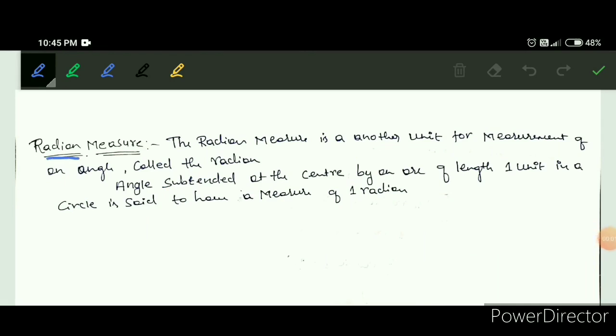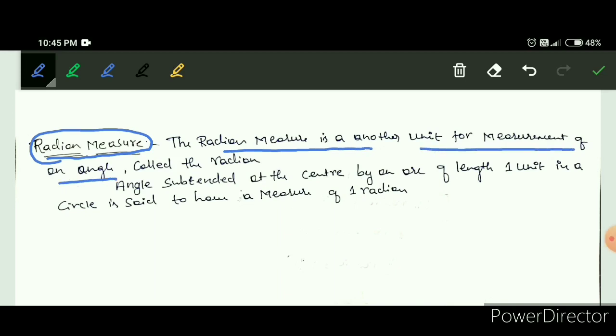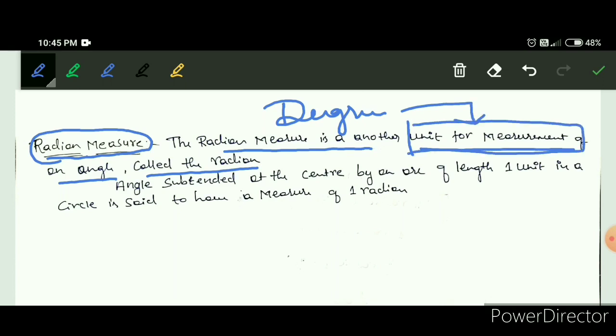And second, we move to the radian measure. Here the radian measure is another unit for measurement of an angle, called the radian. Up to now we studied the degree. Degree is also one unit for measurement of angle. This is another unit, which is called radian. It is also useful for measurement of an angle.